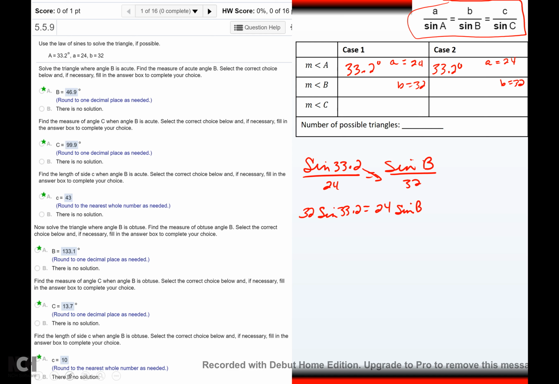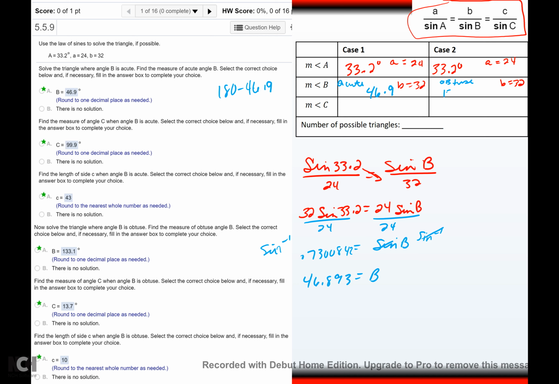I'm trying to get B alone, so I'm going to divide by 24. That gives me sine B equals 0.7300842, arc sine. Make sure you're in degrees. And angle B equals 46.893. So we're going to call that acute B. We get 46.9, which means obtuse B, if you take 180 minus 46.9, you get 133.1.